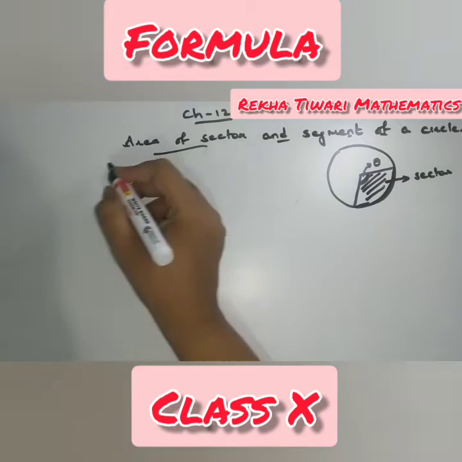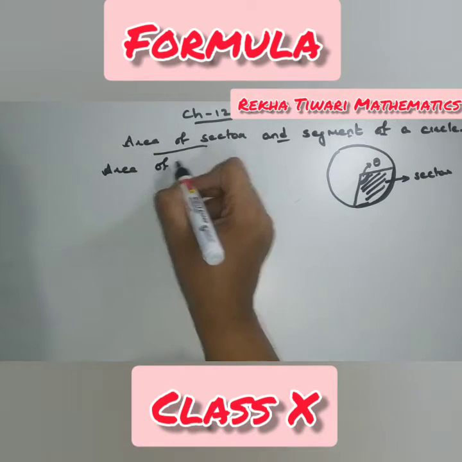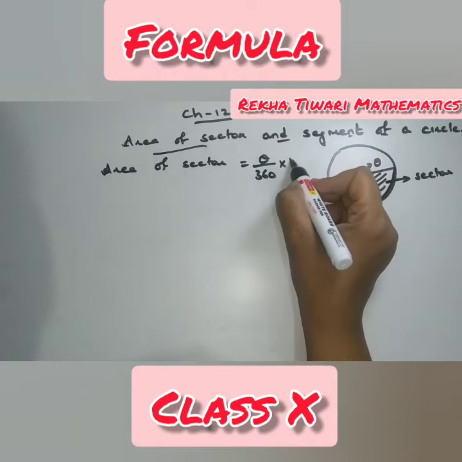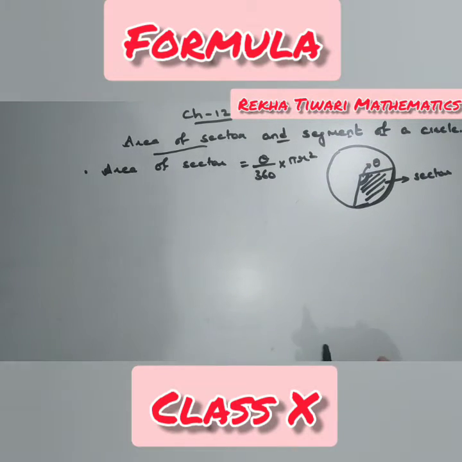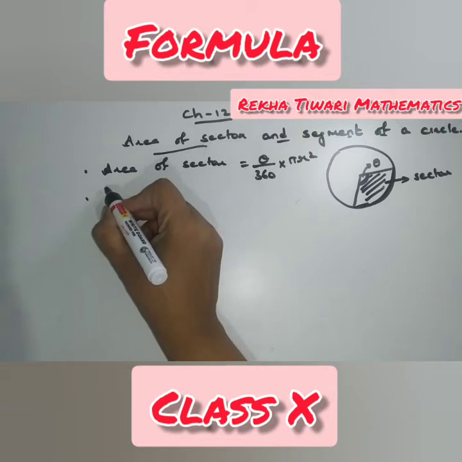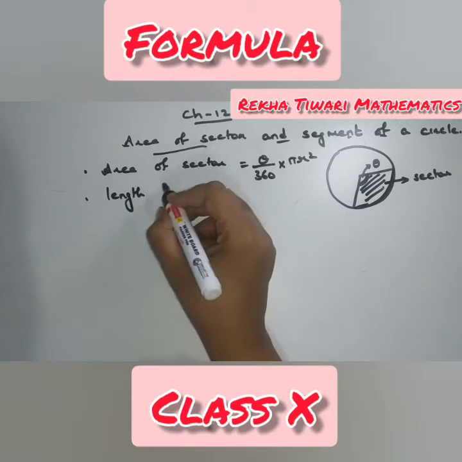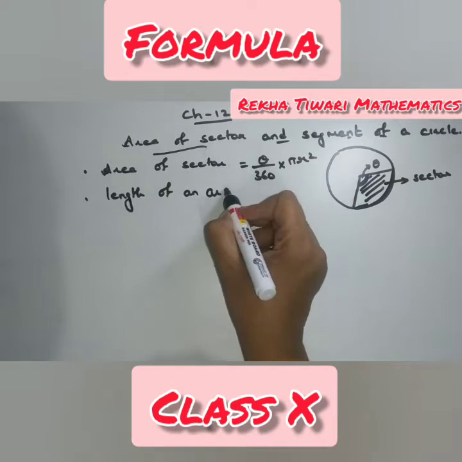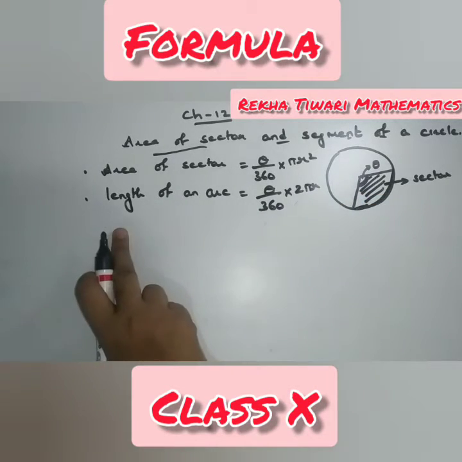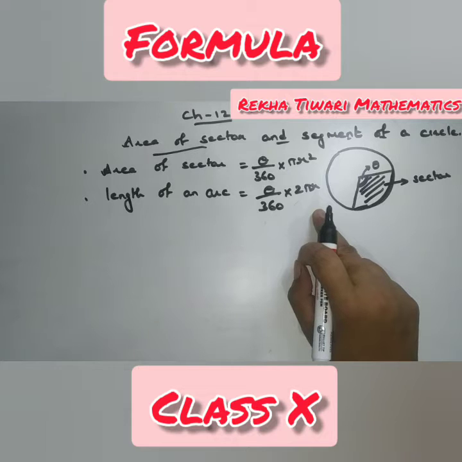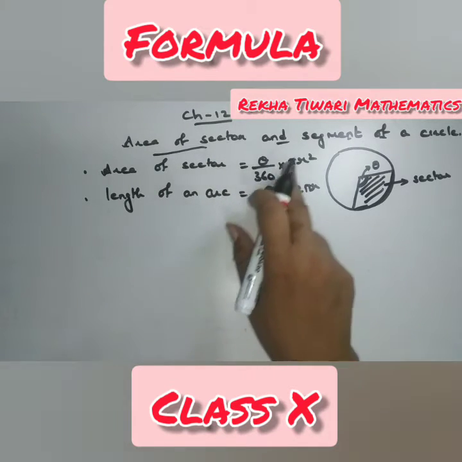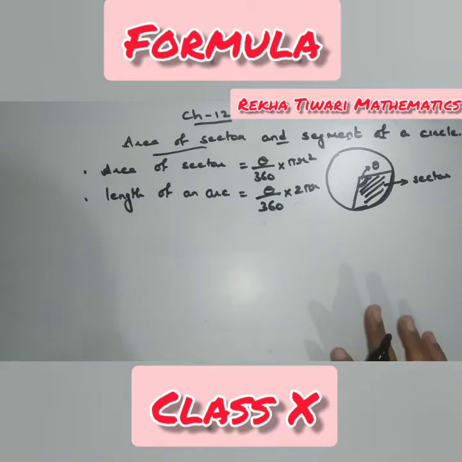Now, to find out the area of this, the formula is area of sector is theta upon 360 into pi r square. Okay? Now, suppose if you have to find out the length of the arc. For length of the arc formed by the two radii, this is theta by 360 into 2 pi r. If you have to find out length, you have to multiply theta by 360 by the circumference, that is 2 pi r. If you have to find out the area of the part of the circle, that is sector, it is theta by 360 into pi r square.